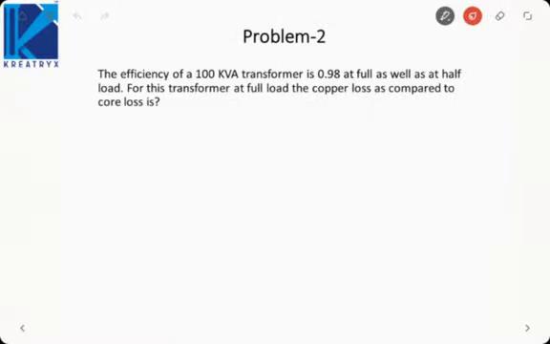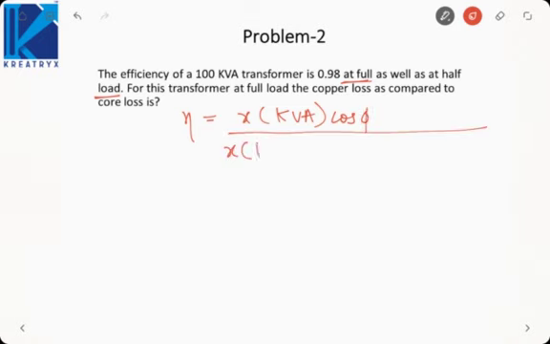In the next problem, it is saying the efficiency of a 100 kVA transformer is 0.98 at full as well as half load. Okay, for the transformer at full load, copper losses as compared to core loss is. So what we studied, efficiency is equal to x kVA cos phi by x kVA cos phi plus Pi plus x square PCU FL. Now x is the loading of the transformer.